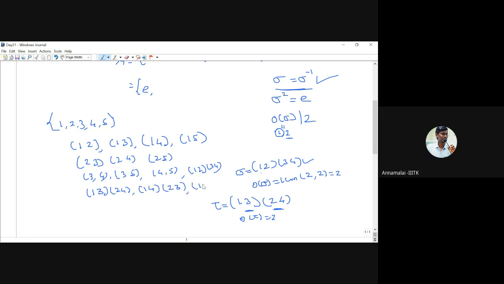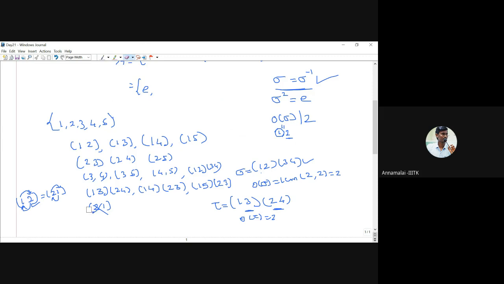Now, is there any other? Suppose instead of fixing 1, now fix 2. But don't fix (2 1), because we know that (1 2) is the same as (2 1). Why? What is the meaning of (1 2)? 1 maps to 2, 2 maps to 1. That is the meaning of (1 2). And what is the meaning of (2 1)? 2 maps to 1, 1 maps to 2. So (1 2) is the same as (2 1). Therefore, don't write (2 1), because (2 1) is nothing but (1 2).